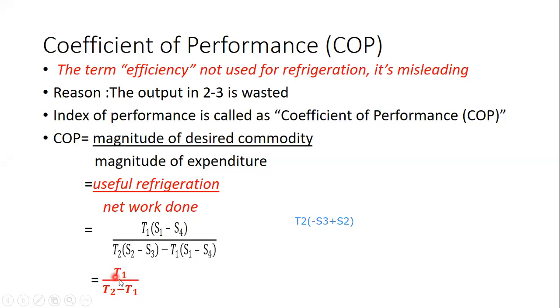T1 is the temperature of the low temperature region, or the low temperature source. For example, the freezer compartment of a refrigerator. T1 can be assumed as the temperature maintained in the low temperature source, for example our freezer compartment, and T2 is the temperature maintained in the high temperature sink, which can be assumed as the surrounding atmospheric air which is surrounding our refrigerator.